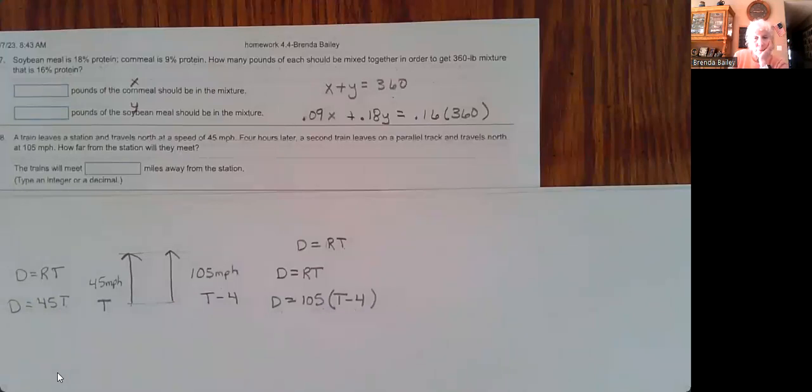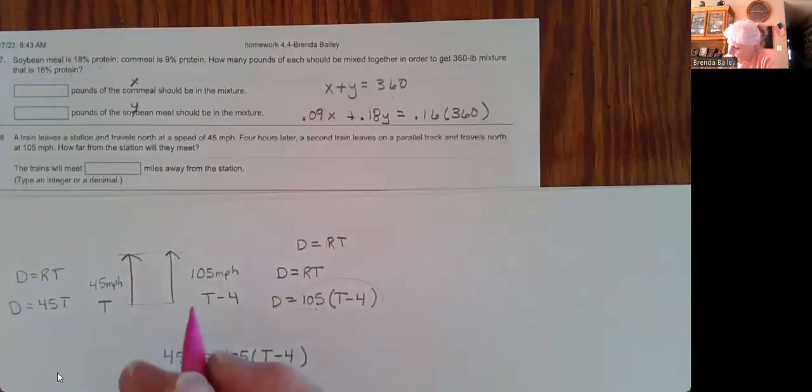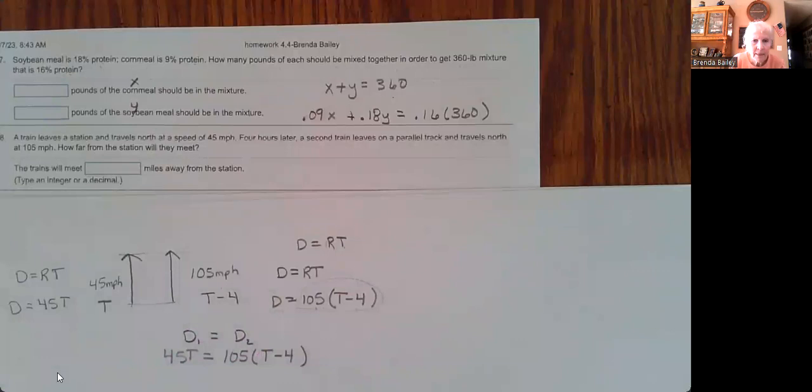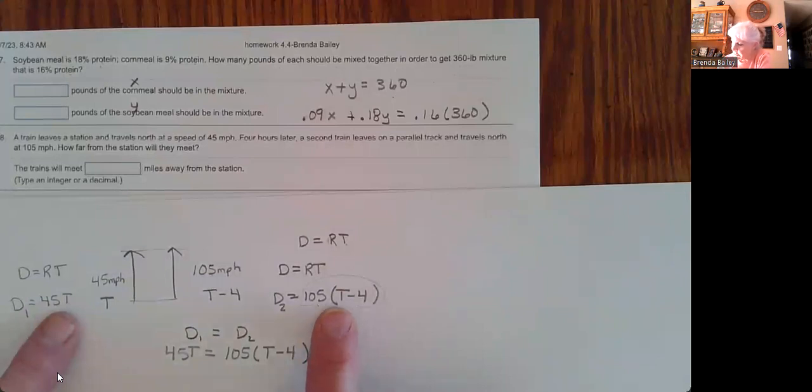So I do know that these two distances are equal to each other. So 45t is equal to, when they meet, their distances will be equal. So this is a substitution. It's almost as if I'm taking this and putting it in right here. The distance of the first train is equal to the distance of the second train. It's a substitution idea, D1 and D2. I know that those are equal to each other, so I set them equal. I substitute this in right here or this in right here, however you want to think of that. And now you solve it for the time.